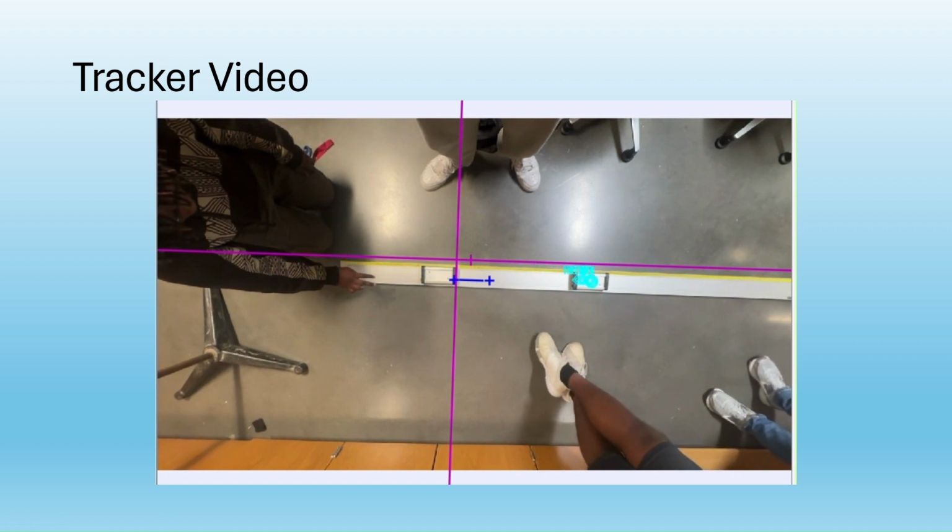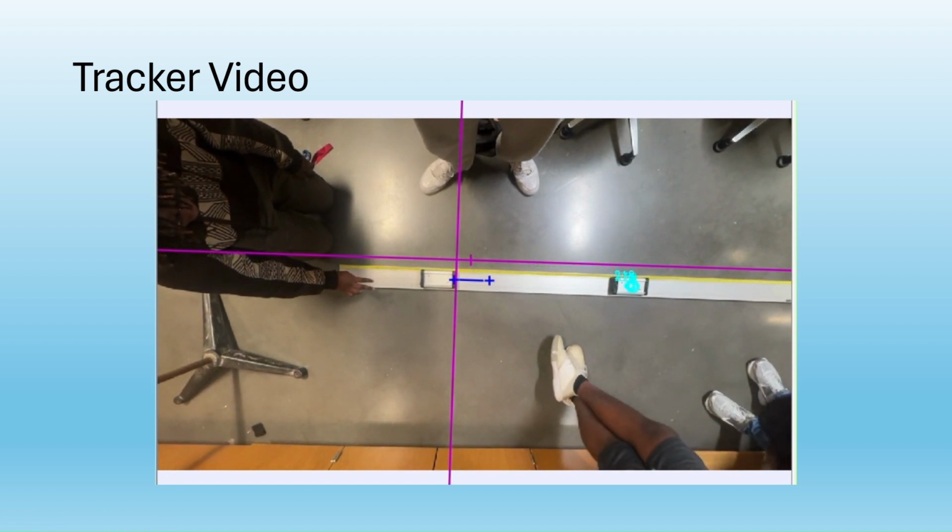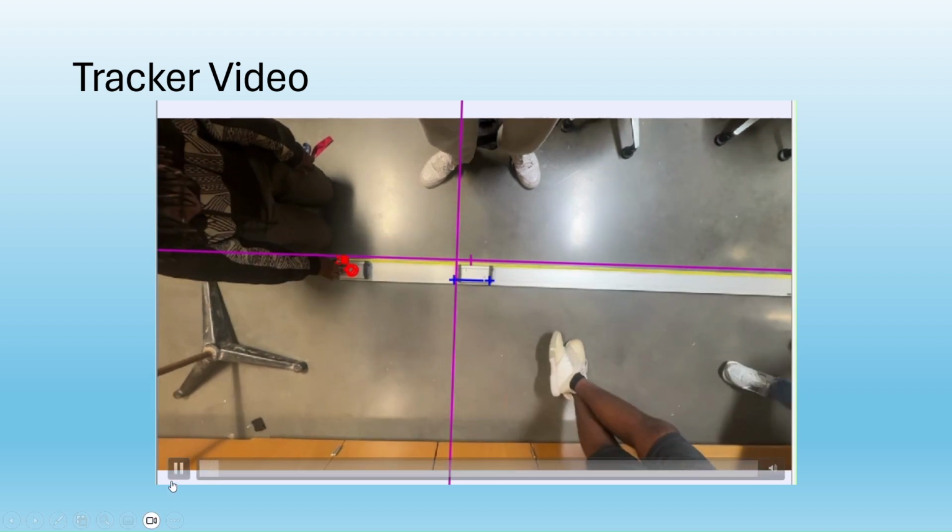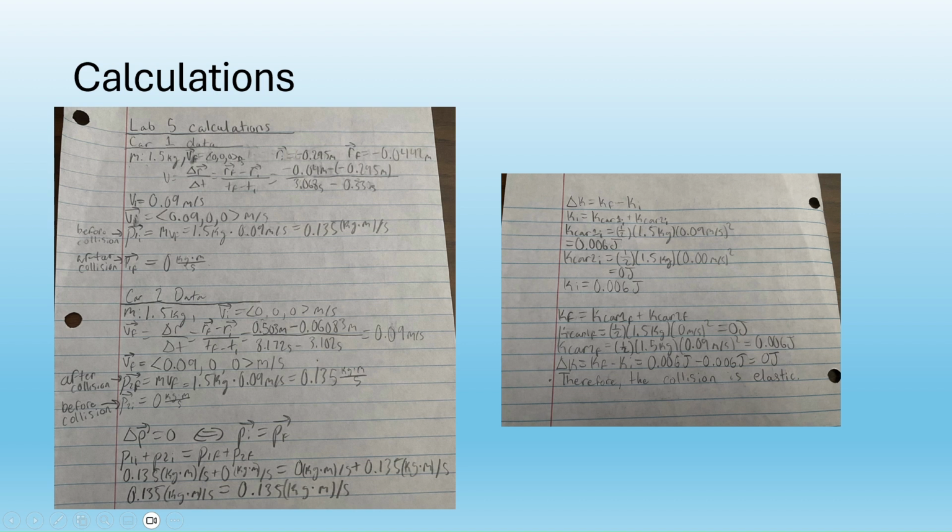As you can see, car 1 hits car 2, and this is the situation we have here. Okay, here are my calculations. For car 1, it was found that the initial velocity was 0.09 meters per second. The final velocity of car 1 after the collision was 0 meters per second. The initial momentum was 0.135 kilograms times meters per second, and the final was 0 kilograms times meters per second. For car 2, initial velocity was 0 meters per second, and initial momentum was also 0 kilograms times meters per second.